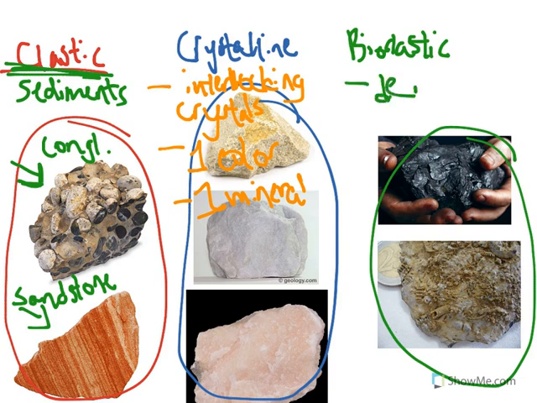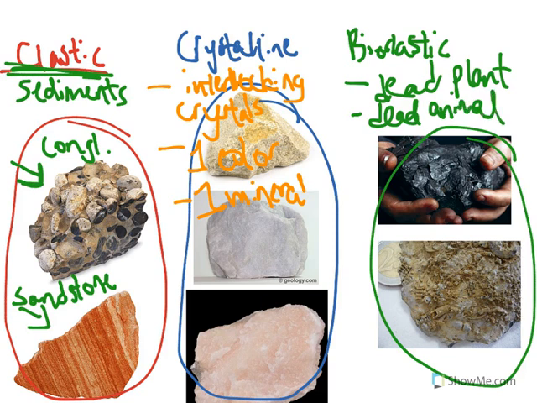So either dead plant matter or dead animal matter. So here we've got some shells. This is limestone made up of fragments of shells. Here we've got coal made up of dead plant matter.